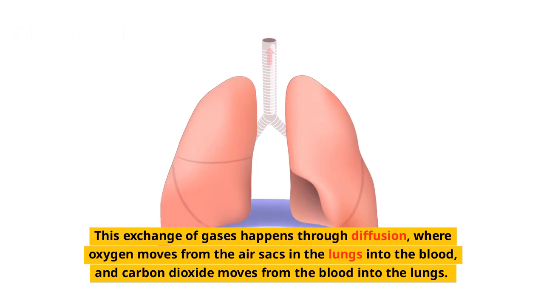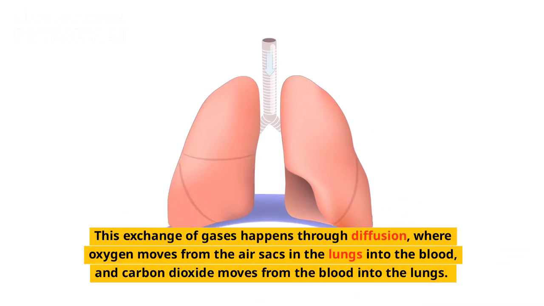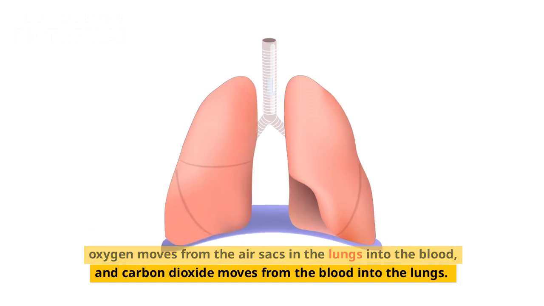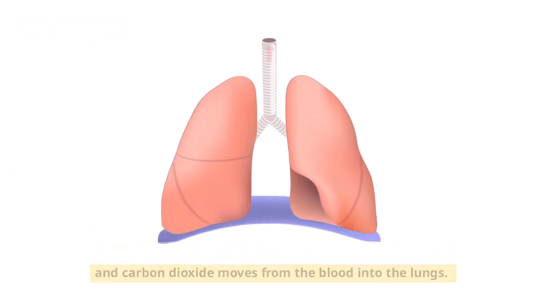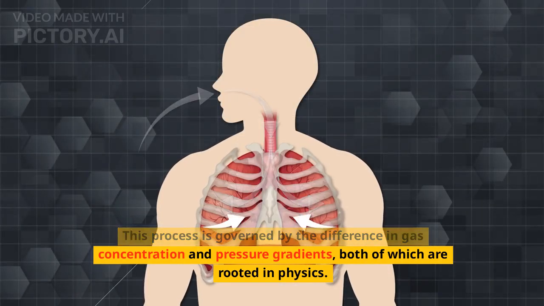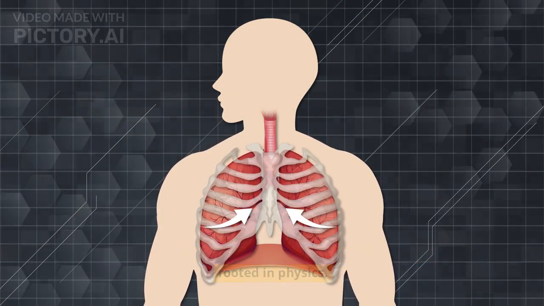This exchange of gases happens through diffusion, where oxygen moves from the air sacs in the lungs into the blood, and carbon dioxide moves from the blood into the lungs. This process is governed by the difference in gas concentration and pressure gradients, both of which are rooted in physics.